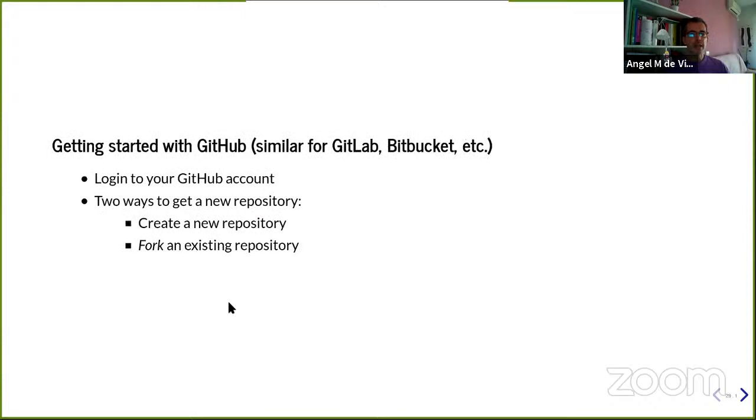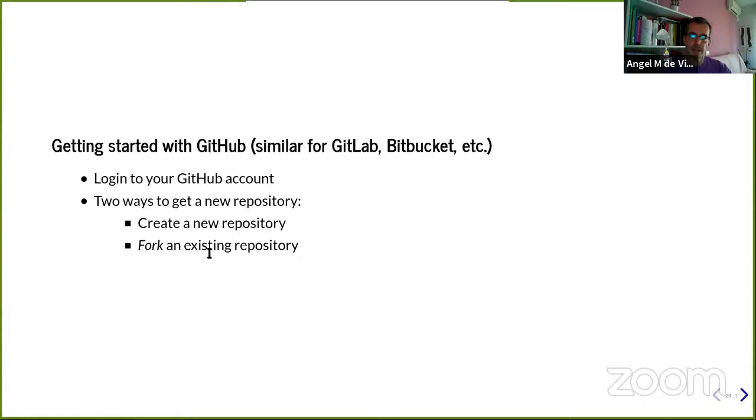So in GitHub, and similar for GitLab, Bitbucket, and any other place that does hosted repositories, normally you have 2 ways to have a repository. So, well, obviously after you create the account, you can either create a new repository from scratch or fork an existing one.